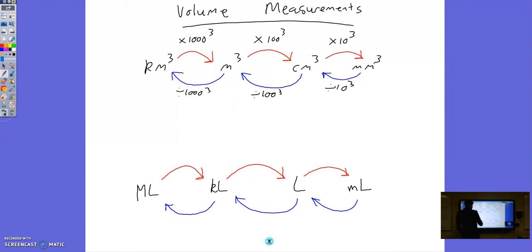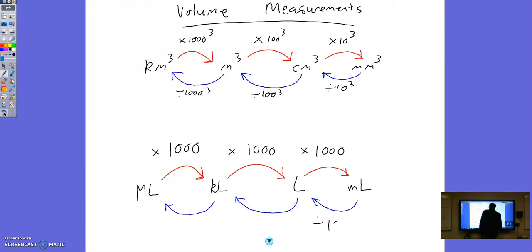So first of all, let's look how we convert in volume in terms of liters and milliliters. So 1 megaliter is 1,000 kiloliters. 1 kiloliter is 1,000 liters. And 1 liter is 1,000 milliliters. So the easy thing to remember, particularly when you're dealing in liquids, is that it's always 1,000. Yeah? Always times it by 1,000, going from milliliters to liters to kiloliters to megaliters.